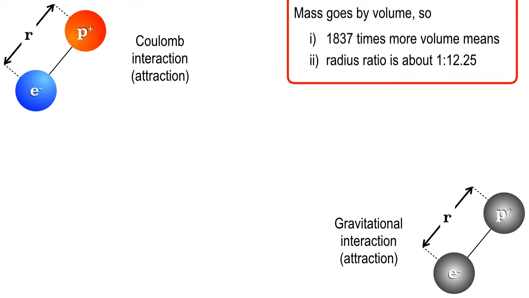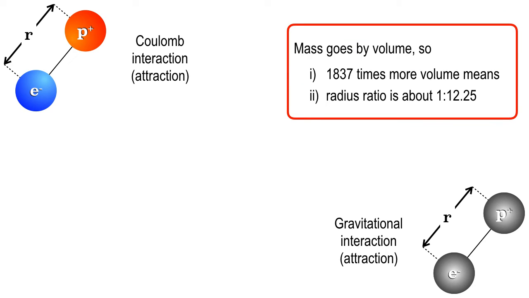Now, the mass goes by volume usually. So 1,837 times more volume means that the radius is going to be 1 to 12.25. So what that means is 12.25 to the third power is approximately 1,837. All right, if you don't believe me, just type it in on your calculator and you'll see.